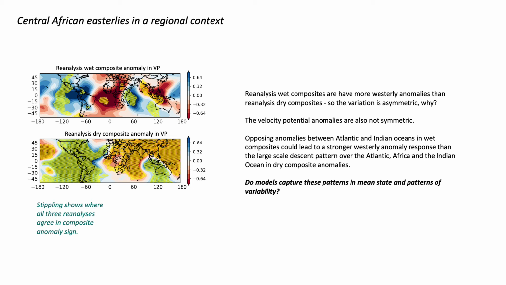So the velocity potential anomalies are not symmetric, and this is very similar to something that I also found with the Easterlies. In reanalyses, the variation is not symmetric. So it's easy to see how these changes in large-scale upper-level divergence, or ascent and descent, can be connected to Central African Easterlies. But the question is, do the models capture these patterns in the mean state, and also in terms of variability well?